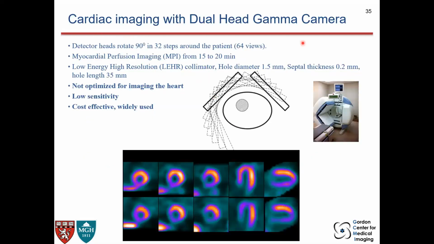So with the dual head gamma camera, again, you just rotate the dual head gamma camera around the patient and then acquire images. They seem to be fine. But remember, the myocardium wall is about 1 centimeter thick. And if you want to get information about partial infarction, then your system resolution has to be better. And obviously your system sensitivity has to be better. And these conventional dual head gamma cameras are not up to the task.